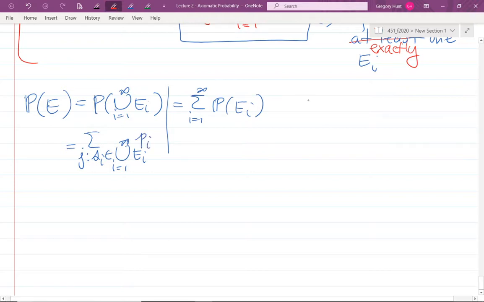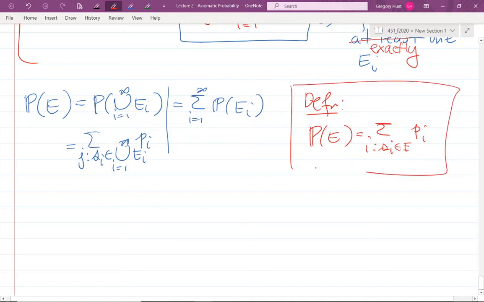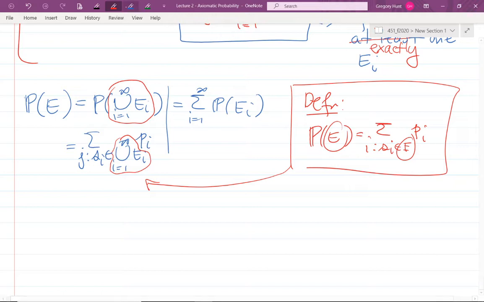All right, and that comes from our definition we had above, which was that the probability of some event E is the sum over I, such that, say, S sub I is in my event. We sum up the corresponding P sub I. So if we apply that definition, but now we swap out E for this union, that's all we're doing. We're swapping out E here for the union there, right?